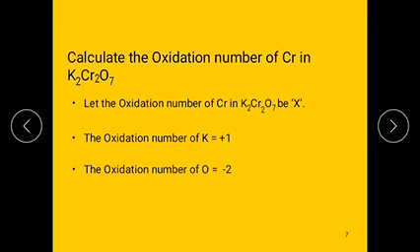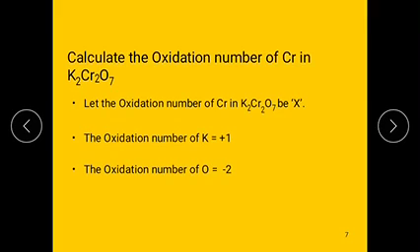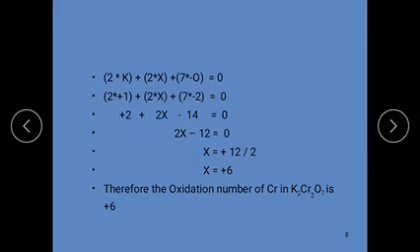We already know it is usually -2, since it is a normal oxygen. Next, the sum of the oxidation numbers of the atoms in potassium dichromate is equal to 0. It is made up of potassium, chromium and oxygen, so we can write it as 2 potassium plus 2 chromium plus 7 oxygen equal to 0.